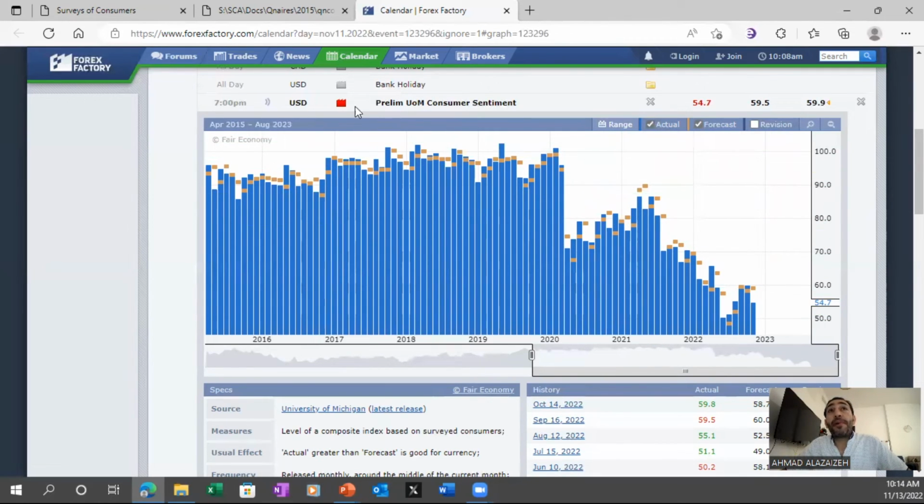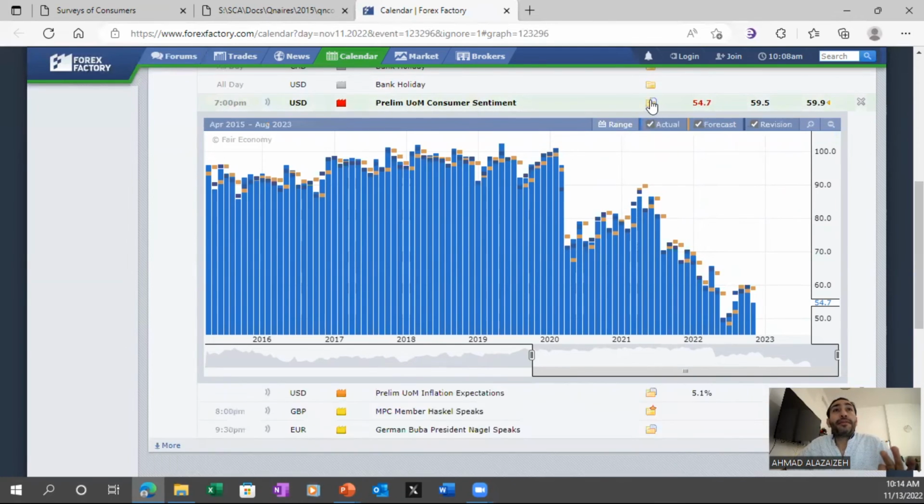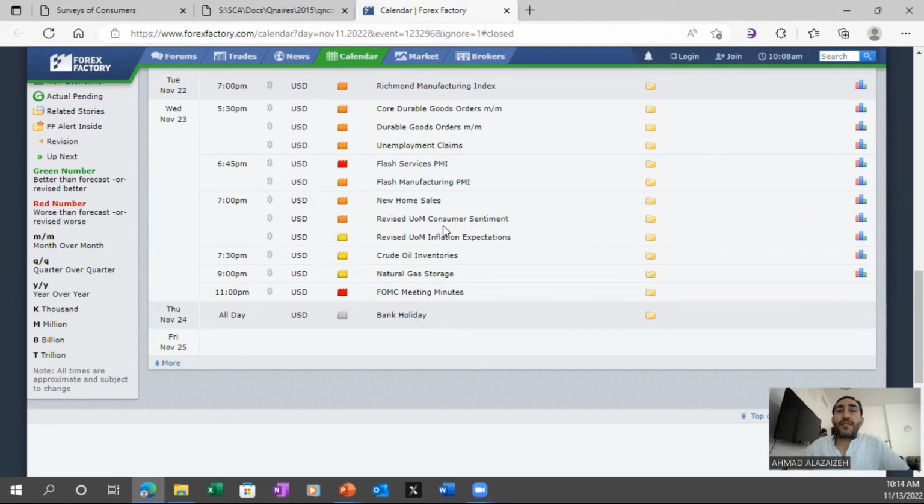So this is now the preliminary University of Michigan Consumer Sentiment, and this is the advanced version. If you go down further, you will see the revised University of Michigan Consumer Sentiment Index again. The revised consumer sentiment has less impact than the preliminary index. As for the difference between the red, the orange and the yellow: the red is always high impact, the orange is medium impact, the yellow is low impact, and the gray sometimes has no impact at all.